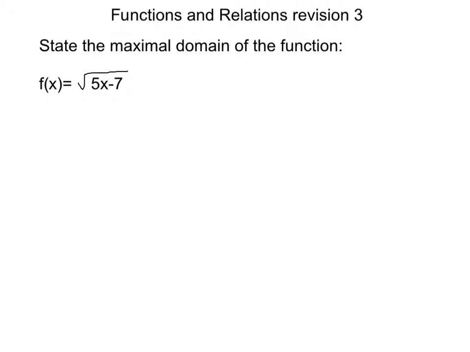Now with this particular one, what we should do is take the component which is inside the square root, 5x take 7, and set that equal to 0 to work out where the limit of this function is going to be. The bit inside there can't be negative because we can't take a square root of a negative, so we need to find the limit. So 5x take 7 equals 0. We'll add 7 to both sides, which gives us 5x is equal to 7. Then we'll divide both sides by 5, which will give us x is equal to 7 over 5.